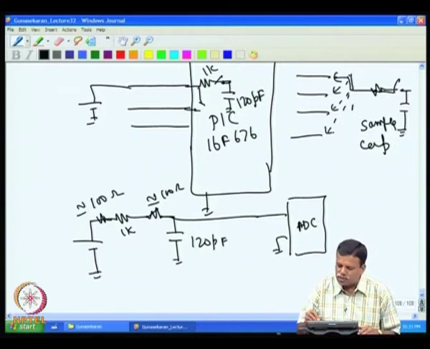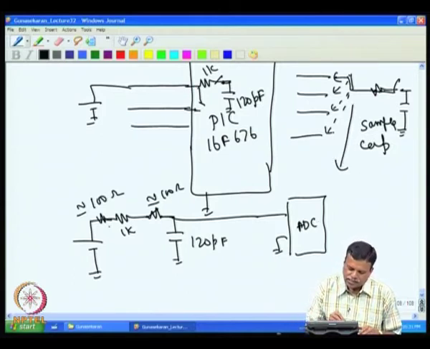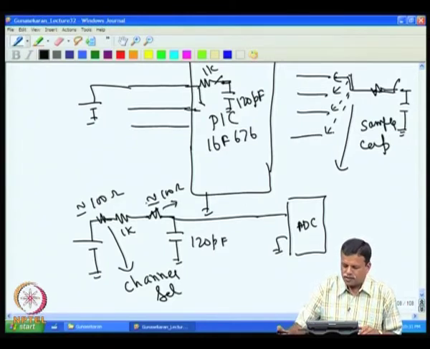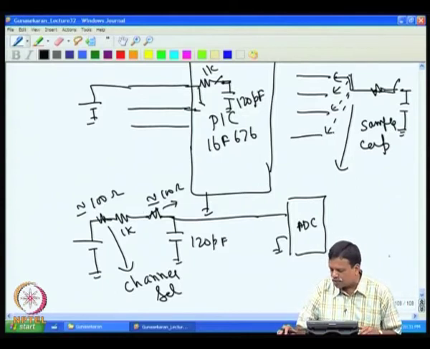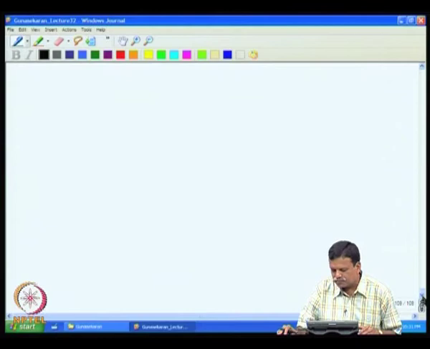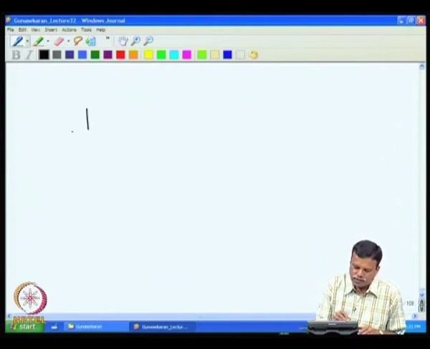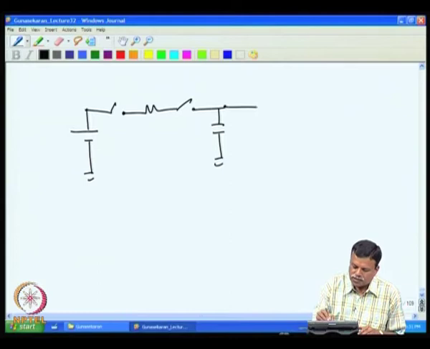So, you have two switches, one for channel select, and then this one to switch on and off the charging process. We can show it like this. We have an input voltage, then it comes through a switch, then a resistance, and then through a switch to the capacitor, and then to the ADC.